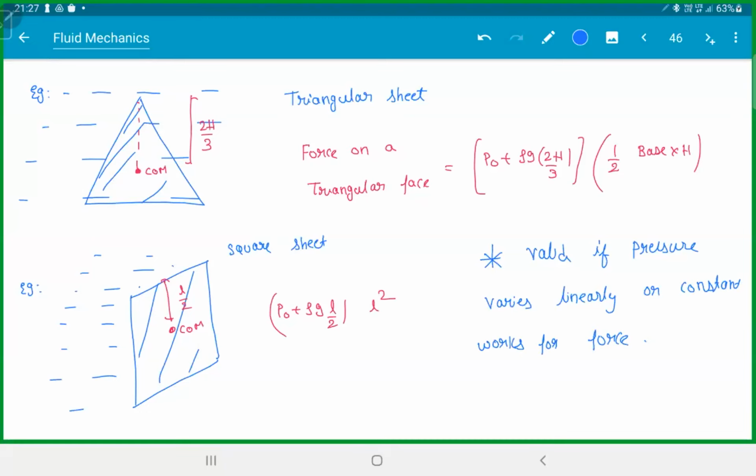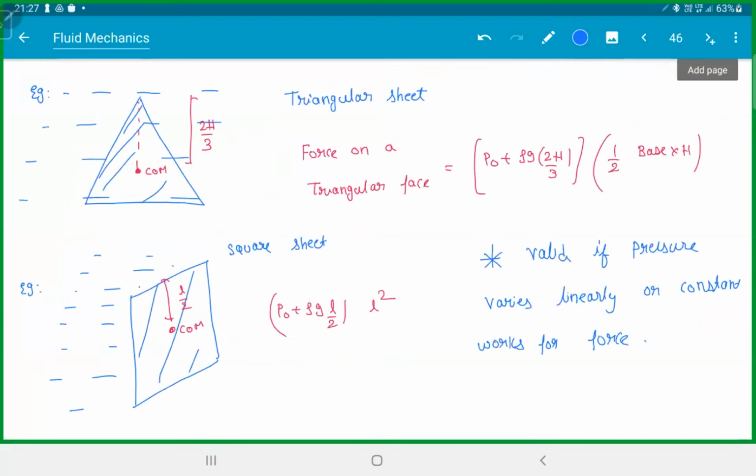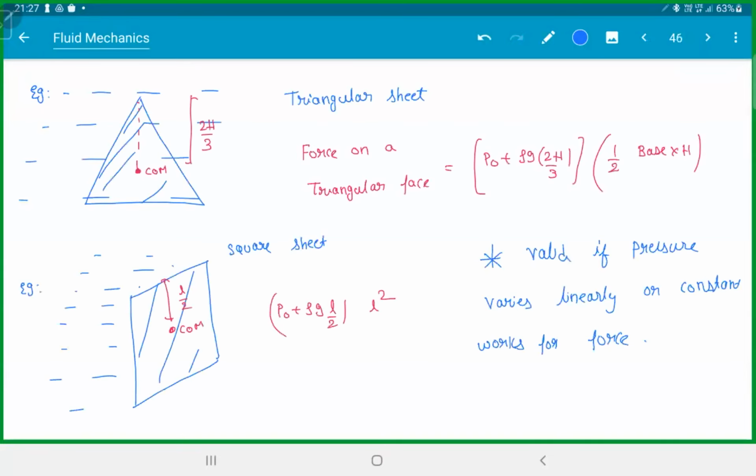H was the distance from the top of the liquid, yes. Is this clear, everyone? Now, if you combine both of these things, the projected area and the center of mass, you can get an even better result. Turn the page. Any doubts on this?